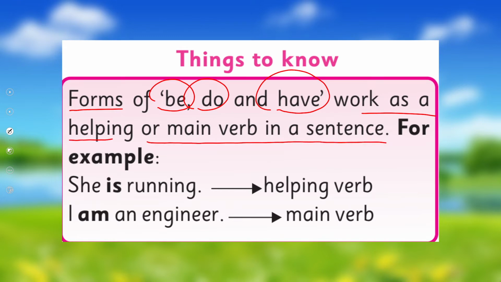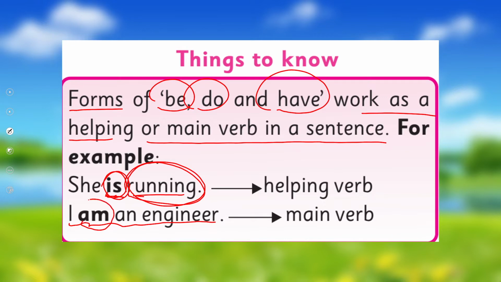For example, now look at this. She is running. Now, what actually is she doing? She is running. So, running is the main verb and is is a helping verb here, right? I am an engineer.